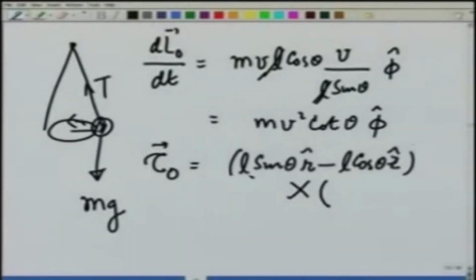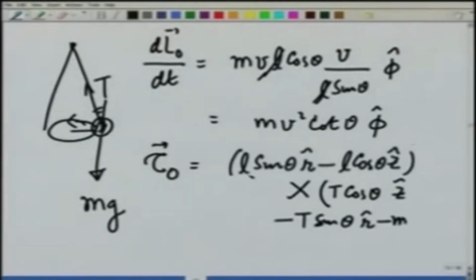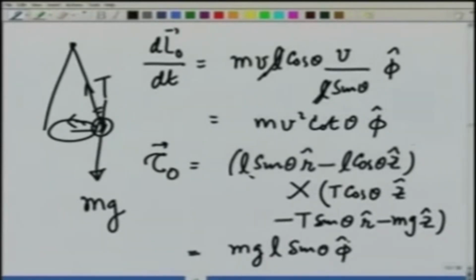Tension T has a component, since this angle is theta, T cosine theta in the z direction minus T sine theta in the r direction, and I have a minus mg in the z direction. You calculate all this and you are going to get r cross z. R cross z gives you minus phi, and therefore, you get mg L sine theta in the phi direction, and everything else drops out. You can work this out very easily.